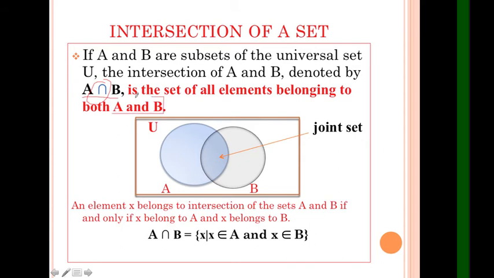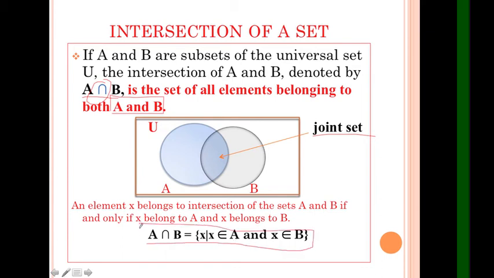So, ito naman, belonging to both. Ibig sabihin, pareho silang mayroon. Okay, so for this one, this is a representation. Ang tawag dun sa gitna ay joint set. Okay? An element X belongs to intersection of set A and B if and only if X belongs to A and X belongs to B. And the representation is A intersection B.